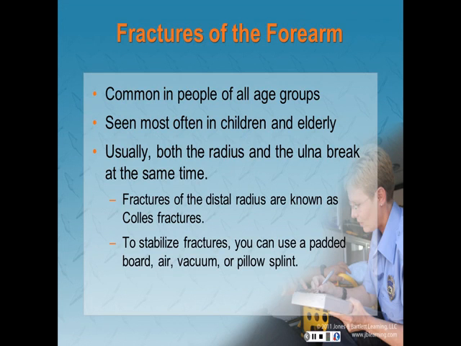Fractures of the distal radius, which are especially common in elderly patients with osteoporosis, are often known as Colles fractures. The term silver fork deformity is used to describe the distinctive appearance of the patient's arm. To stabilize fractures of the forearm and wrist, you can use a padded board, air, vacuum, or pillow splint. If the shaft of the bone has been fractured, be sure to include the elbow joint in the splint. If possible, elevate the injured extremity above the heart to help alleviate swelling.